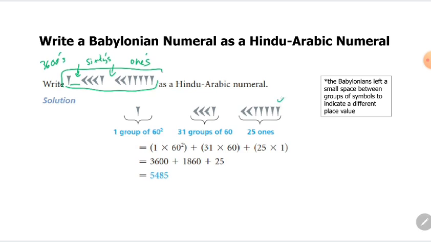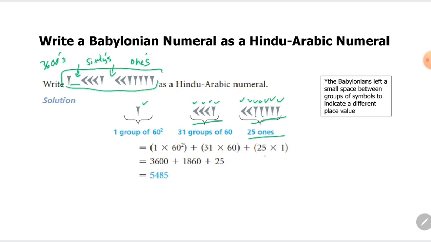Since we have 5 wedges and 2 V's, so 2 V's is 20, then 5, so 25 ones. Here you have 3 V's and 1 wedge, so 31. But these are not ones, remember, these are 60s. And then you have here in the third place value 1 wedge. So actually, what that means is you have 3,600. Here that means you have 31 60s, and here that means you have 25 ones.